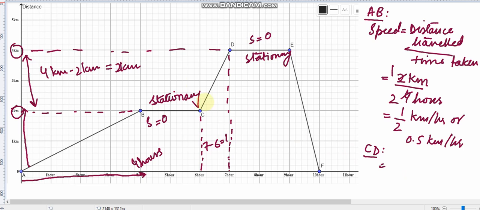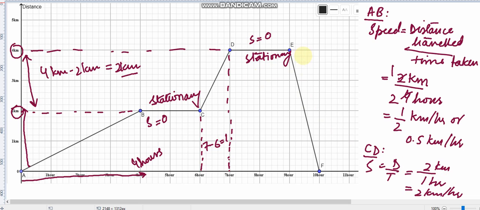So you know the distance is 2. Let me just write the formula. The distance traveled is 2 kilometers and the time taken is 1 hour. So your speed is 2 kilometers per hour.